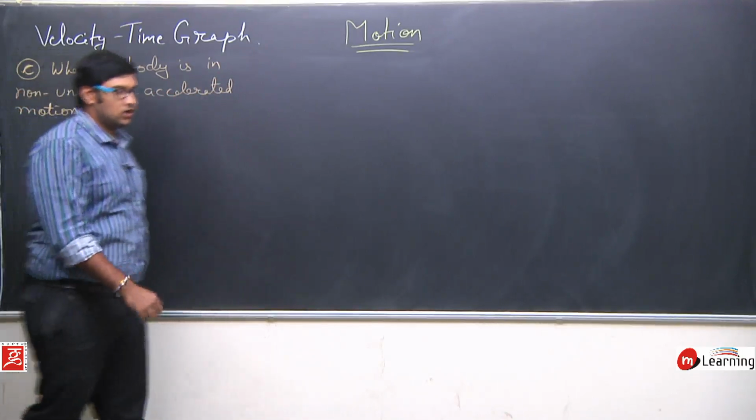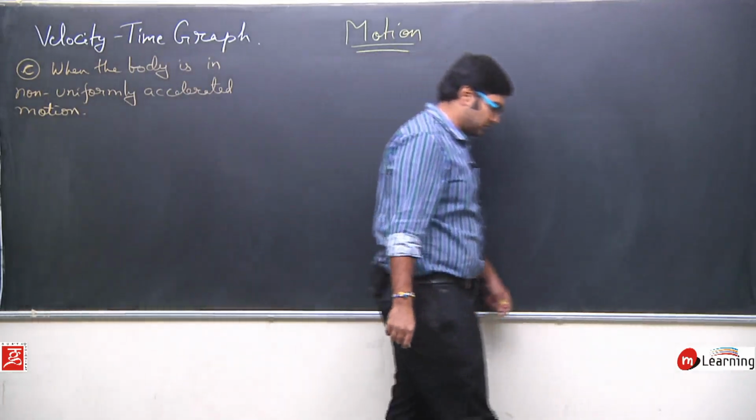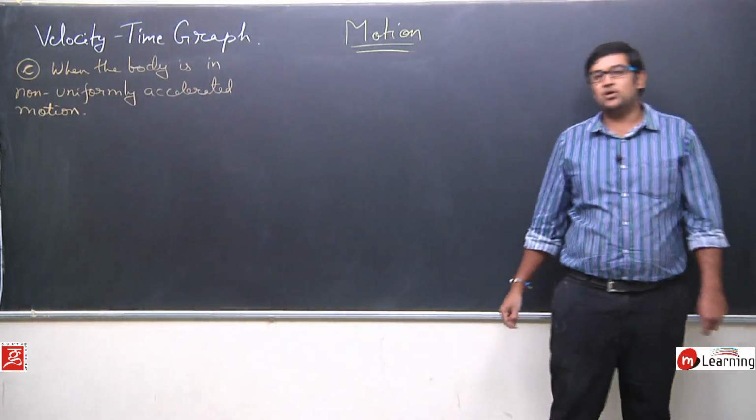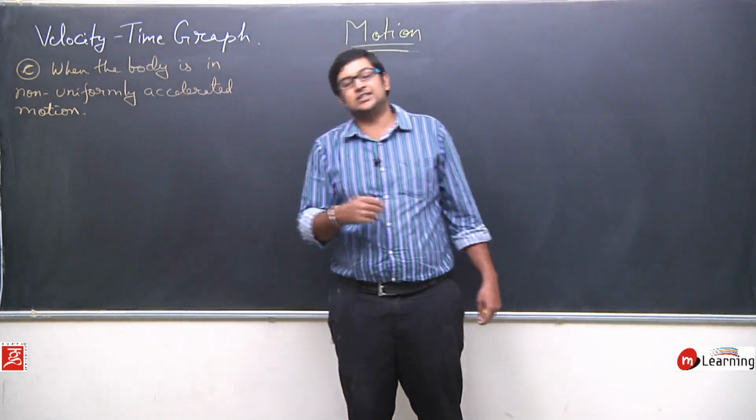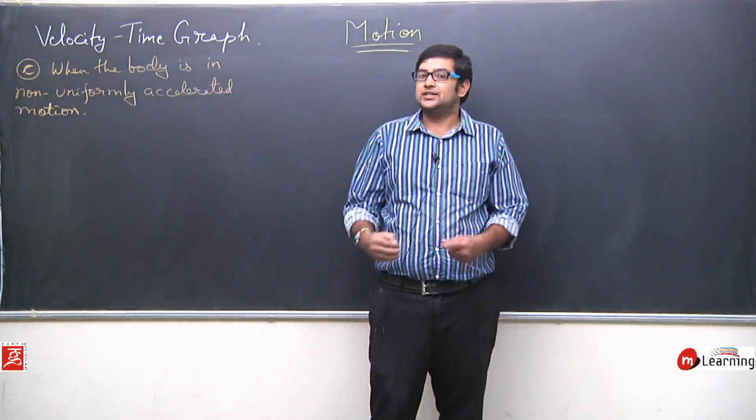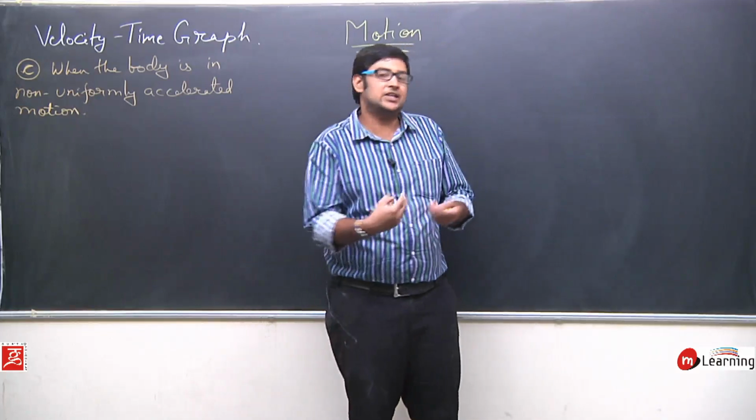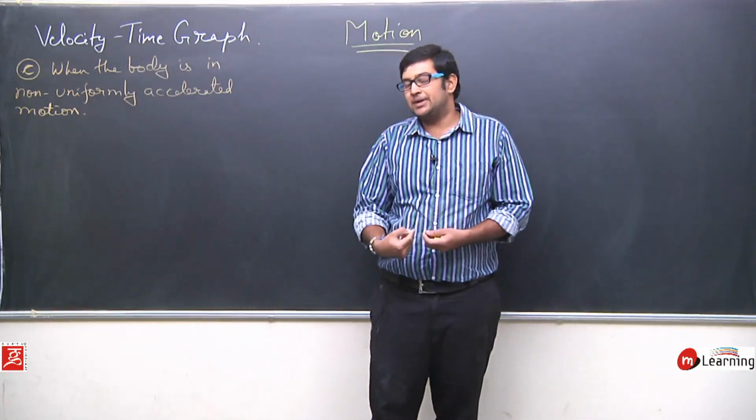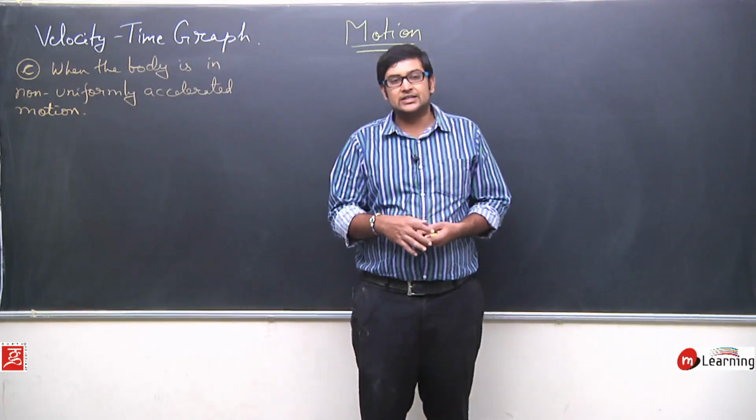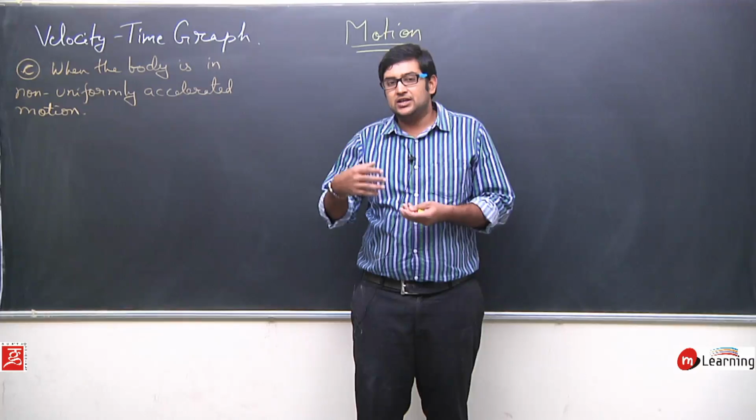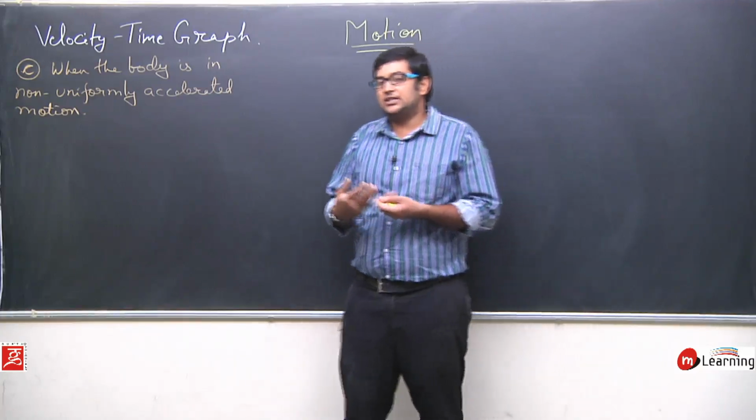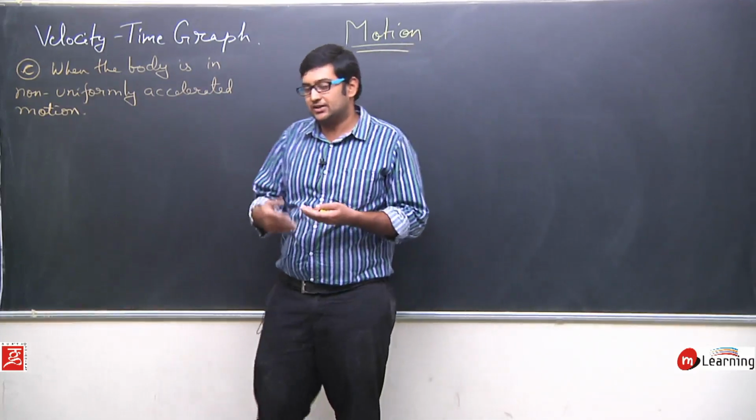When the body is in non-uniformly accelerated motion, that is when the motion of the body is non-uniform, or we can say the acceleration is non-uniform, that is the speed is varying, either increasing or decreasing, but that increase or decrease is not constant. That increase or decrease is happening at a rate which is not constant, which is changing with time.